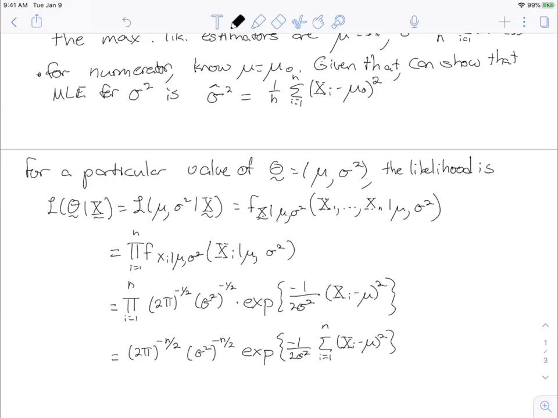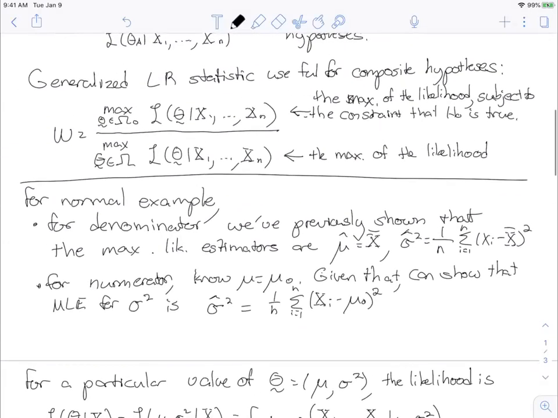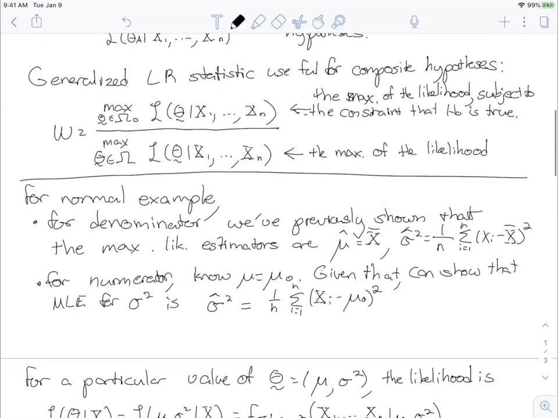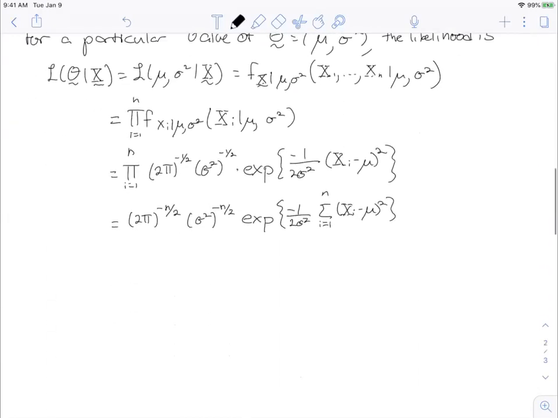All right, so this is the form of the likelihood. And now what I want to do is calculate the generalized likelihood ratio statistic, which is a ratio of this likelihood with the maximum likelihood estimators plugged in for the denominator, and for the numerator with mu0 plugged in for mu, and this estimator of sigma squared plugged in for sigma squared. So let's do that calculation.